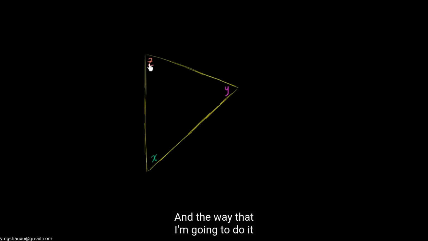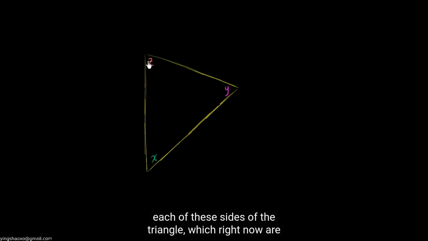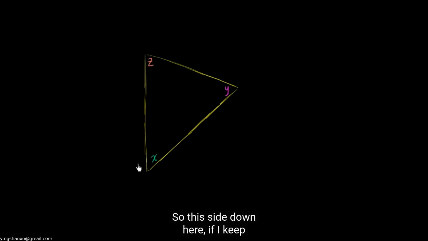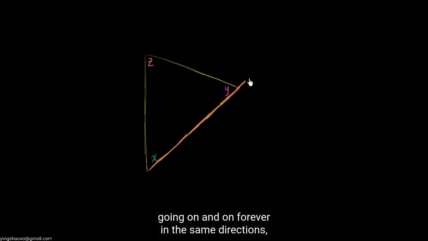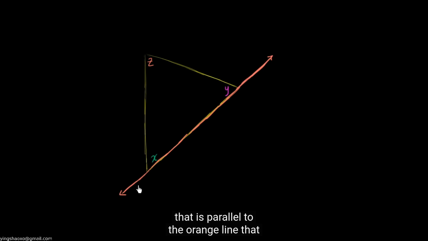And the way that I'm going to do it is using our knowledge of parallel lines, transversals of parallel lines, and corresponding angles. And to do that, I'm going to extend each of these sides of the triangle, which right now are line segments, into lines. So this side down here, if I keep going on and on forever in the same direction, then all of a sudden I have an orange line. And what I want to do is construct another line that is parallel to the orange line that goes through this vertex of the triangle right over here.